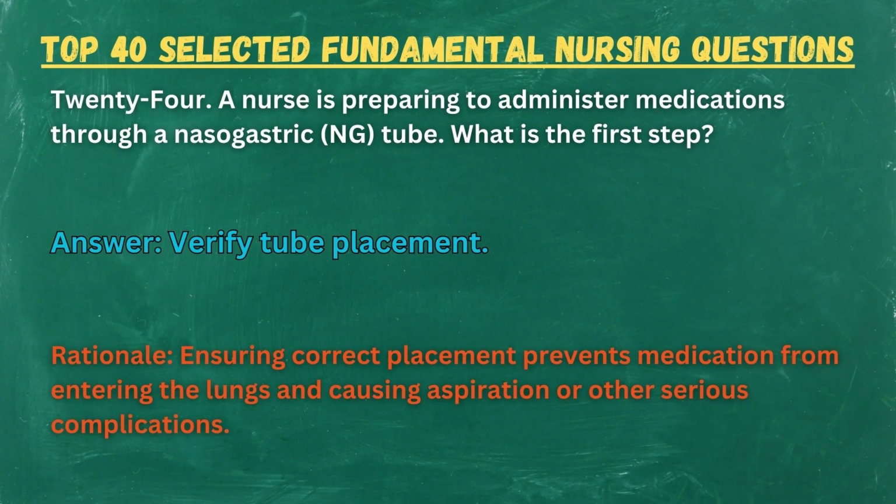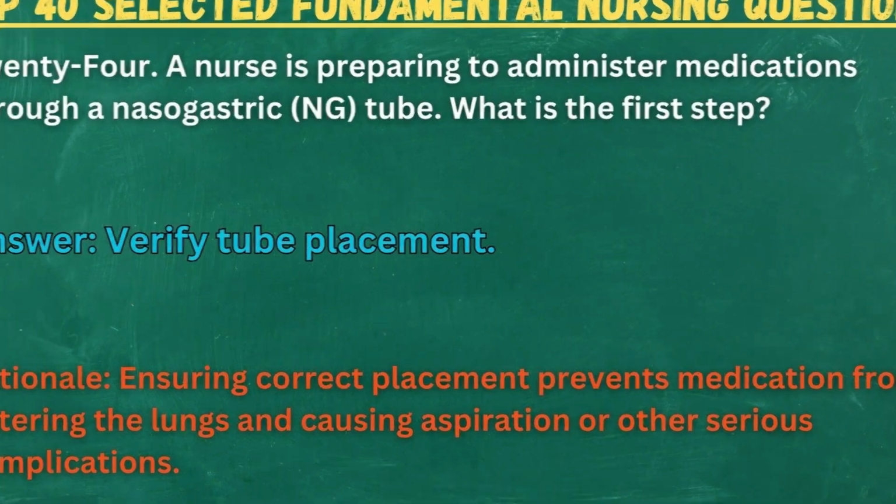24. A nurse is preparing to administer medications through a nasogastric (NG) tube. What is the first step? Answer: Verify tube placement. Rationale: Ensuring correct placement prevents medication from entering the lungs and causing aspiration or other serious complications.